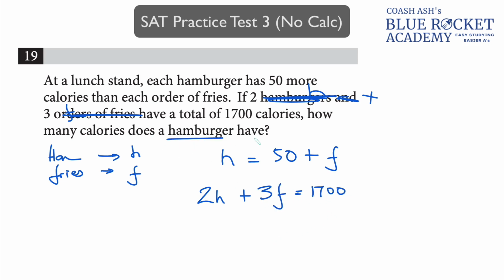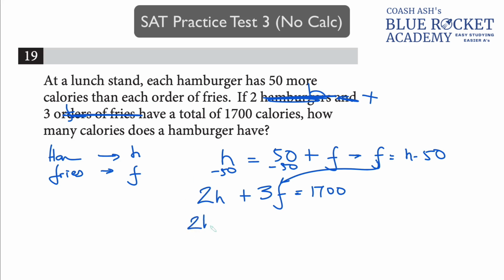And now they're asking you how many calories does a hamburger have. Simple. You've got this value, just plug it in. So how do you plug this in? I'm just going to change this fries to H minus 50, because you see I can subtract the 50 from here. So in other words, I get fries is equal to H minus 50. Why am I doing this? Because I want to take the fries and put it inside here. Once I put the fries here, I'll have an equation in H, and that's what they're asking. Remember, I'm trying to find out the value of H.